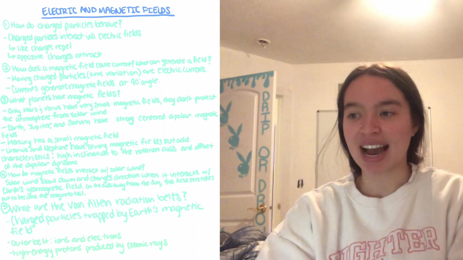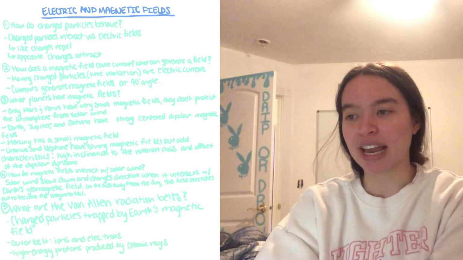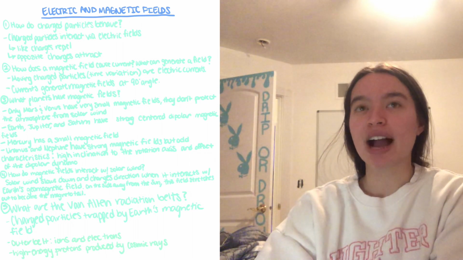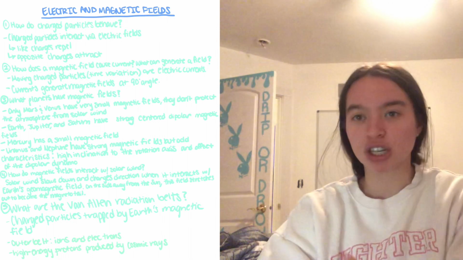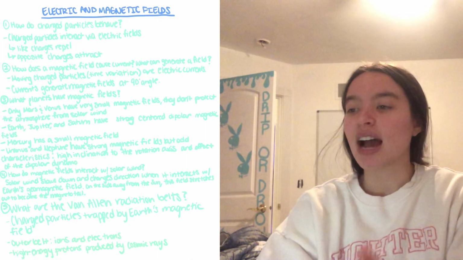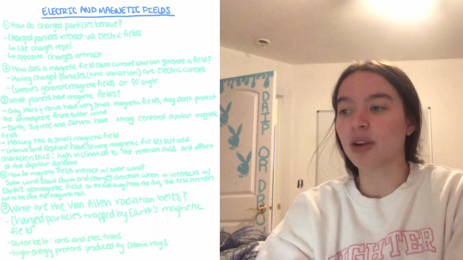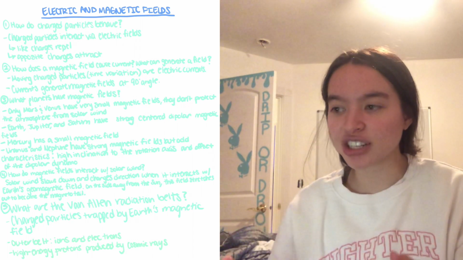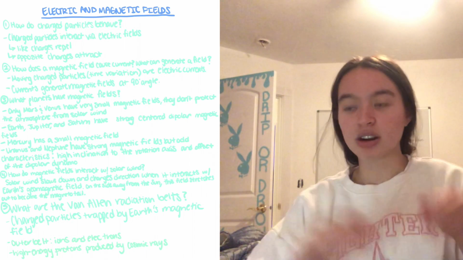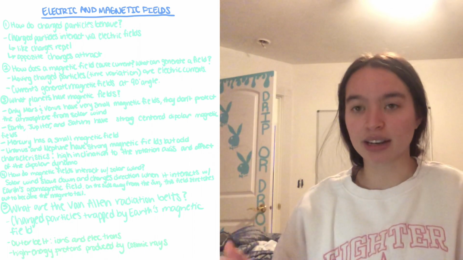First question, how do charged particles behave? Charged particles interact via electric fields. Like charges repel, opposite charges attract. Second question, how does a magnetic field cause current and what can generate a field? Moving charged particles, so time variation, are electric currents, and currents generate magnetic fields at 90-degree angles.